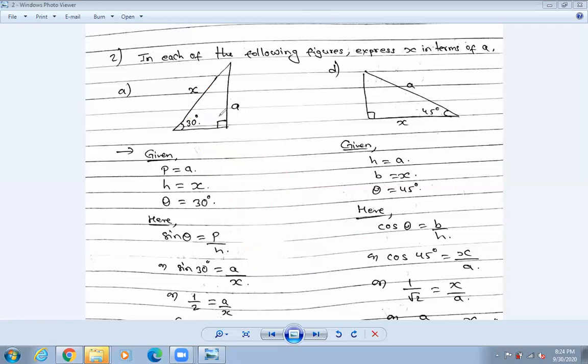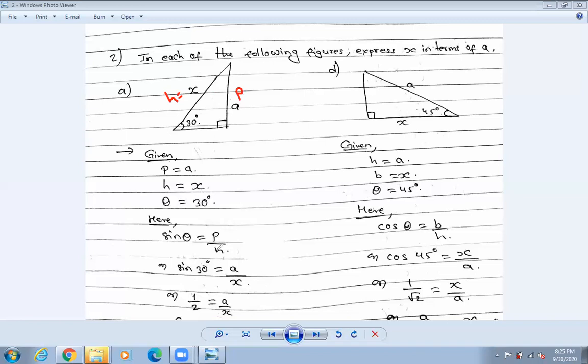So here, the opposite of 90 is called hypotenuse. The opposite of the reference angle is called perpendicular. So H means x, and P is a. That means which formula shall we use? We are going to use the sine formula.